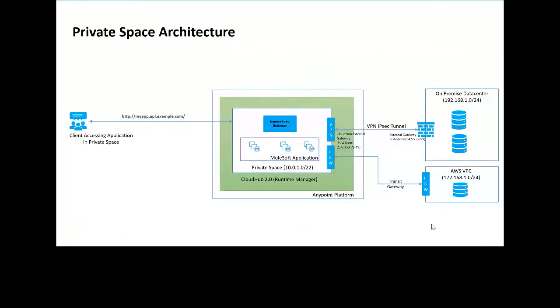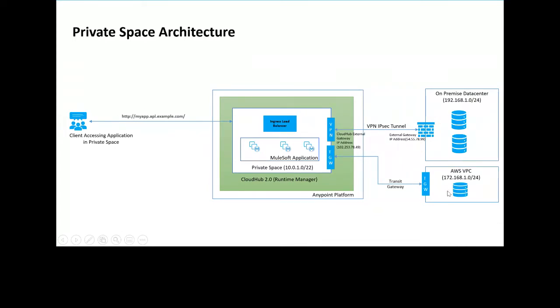Okay, let me go forward. So this is how the private space architecture looks. You can have your own domain. As I mentioned, you can define the TLS context in the private space and upload the related certificate for that particular domain. Client access sends a request to the ingress load balancer, and from there the request is routed to the MuleSoft application running in private mode. Those MuleSoft applications can connect to the on-premise data center using VPN IPsec tunneling, that is Anypoint VPN, or to resources in the AWS VPC using transit gateway.